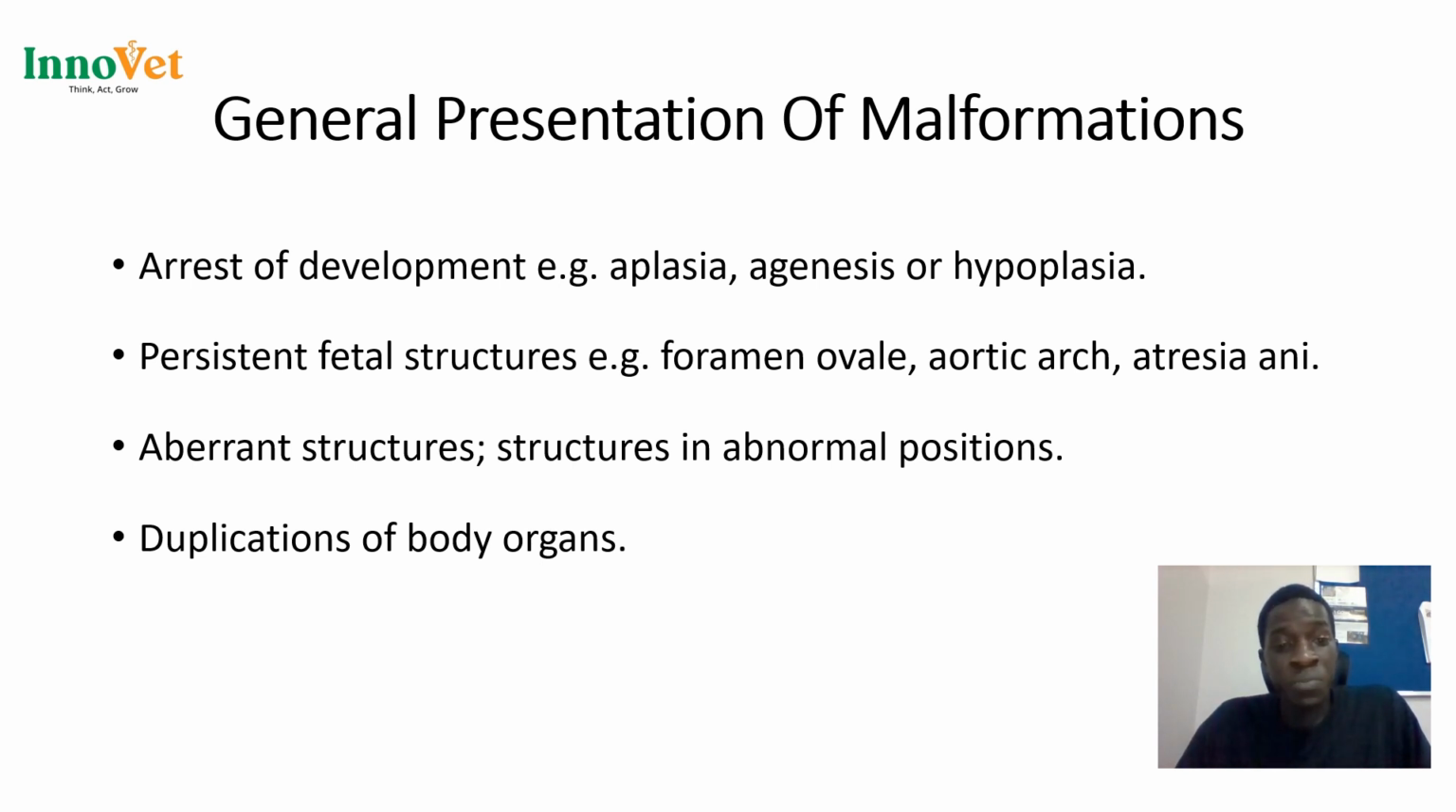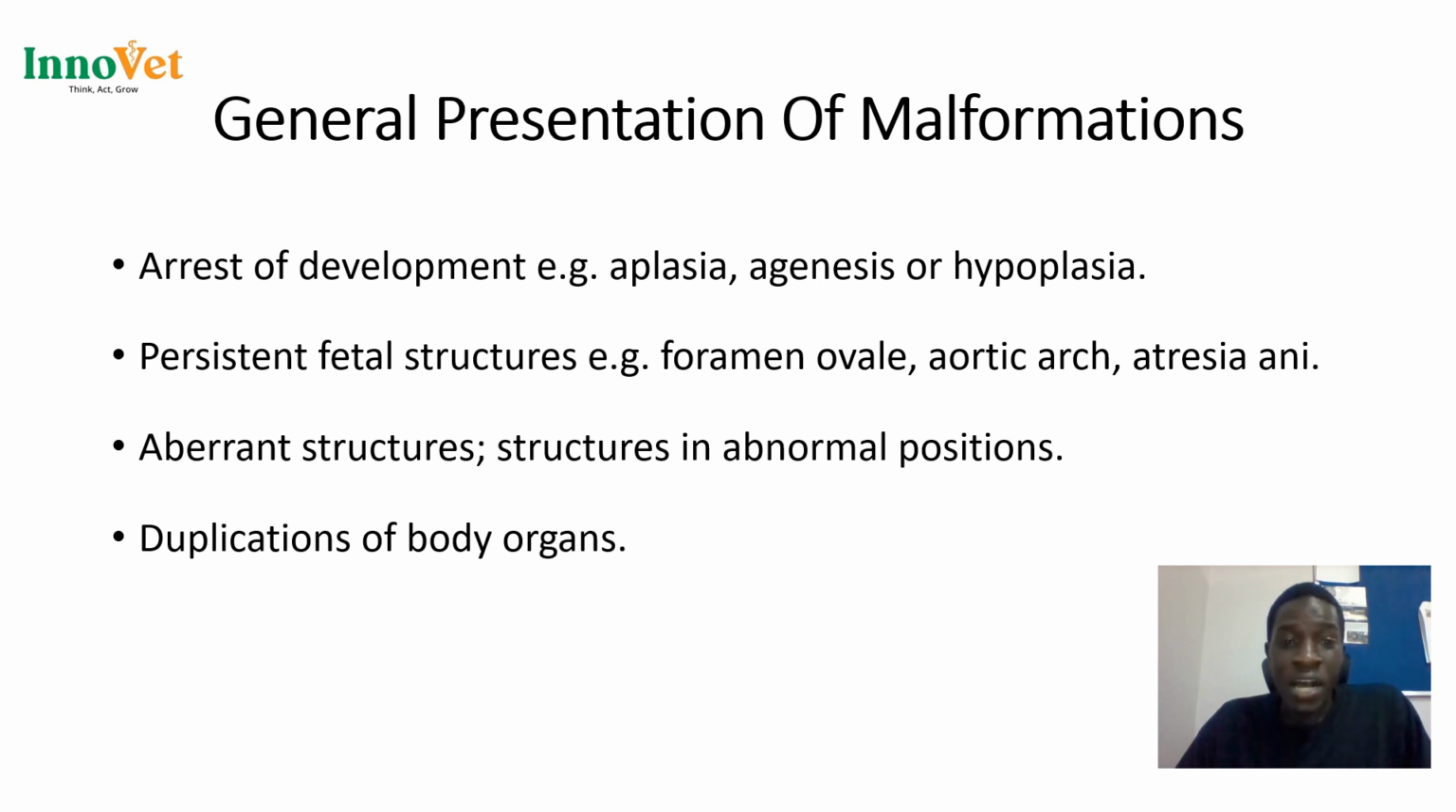Then there can also be persistence of the fetal structures. Since they are fetal structures, meaning they have to stop at the fetal stage, but we can still see them in the neonates. That is an anomaly, and in most cases these structures are not functional in the newborns. They will rather bring about problems. Some of these structures can be the foramen ovale, the aortic arch, the atresia ani.